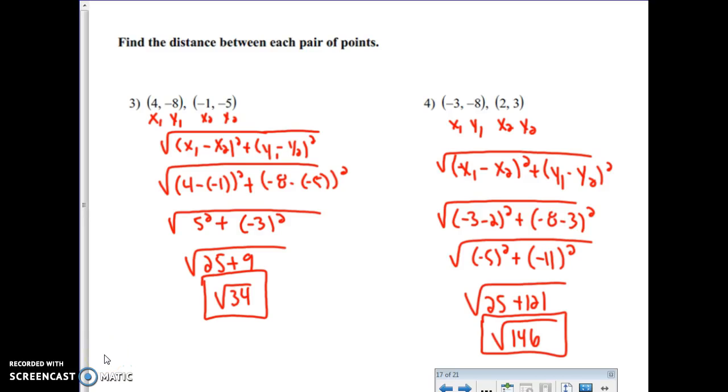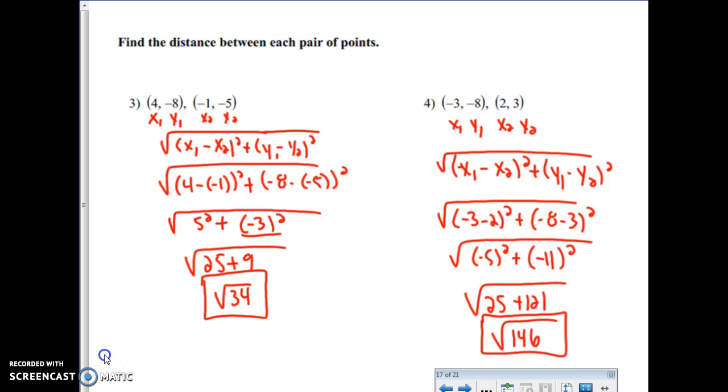All right, so for number 3, I got the distance to be square root of 34. One of the biggest mistakes people make is when I square a -3, it's not -9, it becomes a +9. So I'm taking 25 and 9 and adding them together. For the next one, I got the square root of 146.